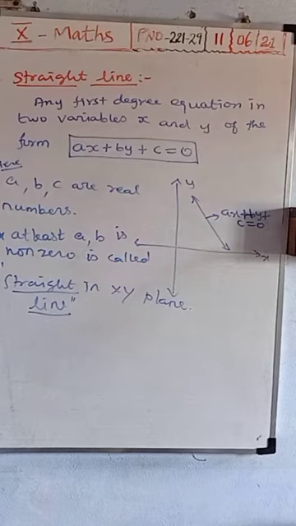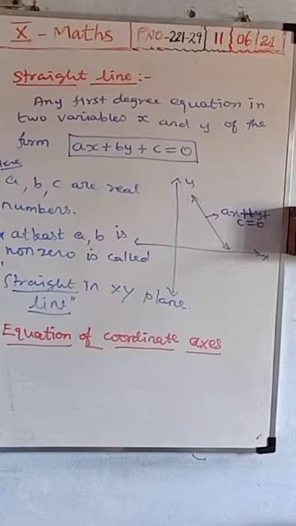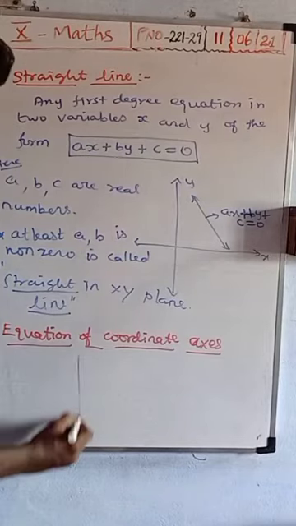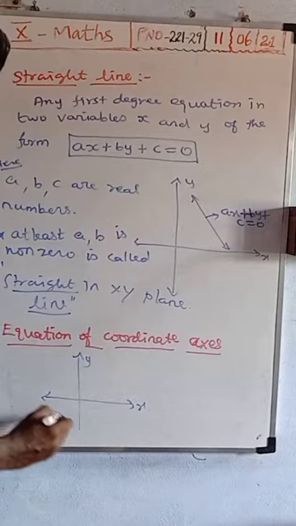Now, in this straight line equation, we will see the equations of the coordinate axes. There are two coordinates, the x coordinate and the y coordinate. So we are going to see the equations of the coordinate axes. You draw the x and y coordinates.